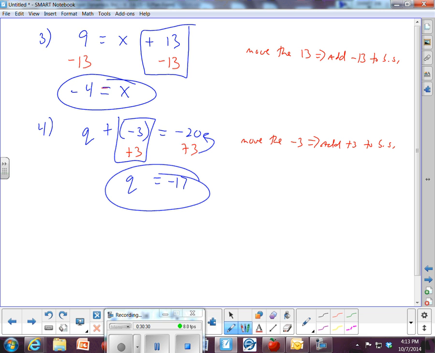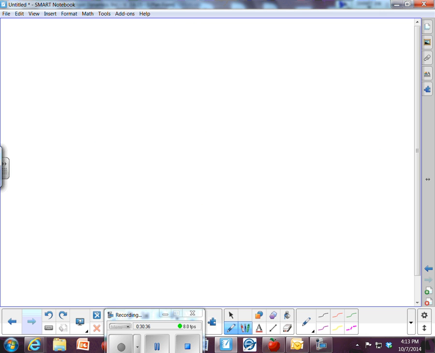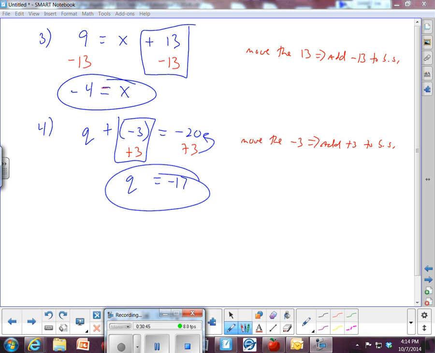Q equals negative 17. All right, I got to show you a couple word problems, and we'll be done for today. All right, just went back and looked at my lesson plan, and that's where I want to stop for today.